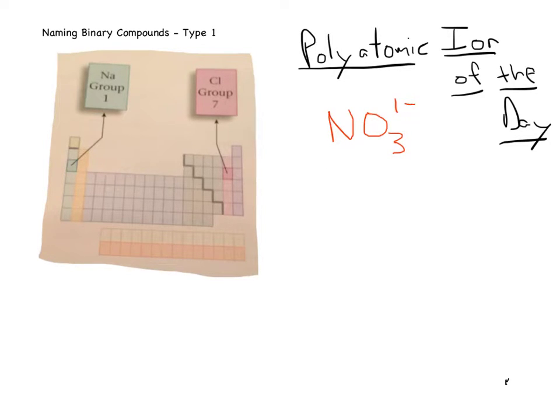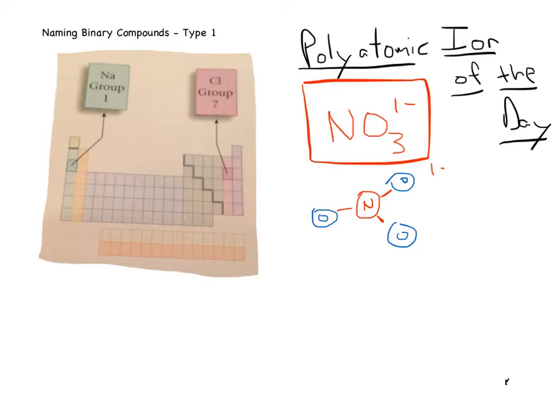It's -1. If we had a picture of this, we would have an N atom, and then we would have 3 oxygen atoms attached to the N. So these would be O's. And this whole thing would have a charge of 1 minus. Okay? So this is our first polyatomic ion, and what I want you to remember are 2 things. I want you to remember its formula, and I also want you to remember its name.